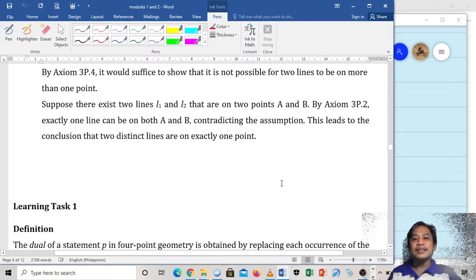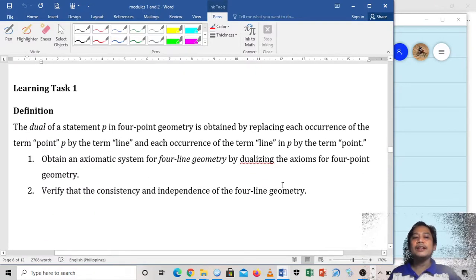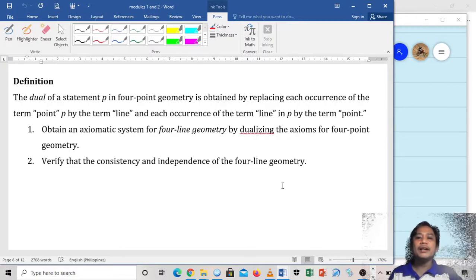Okay? So that's it. It's now time for you to do your part. You have there the learning task. Please write your answers on sheets of paper, or you can have it encoded and pass a Word file, or have it handwritten, take a clear picture, and then send it through my personal messenger.